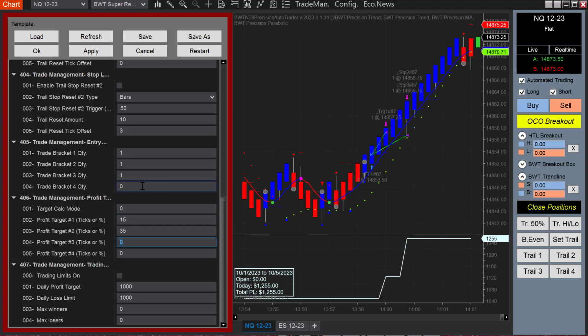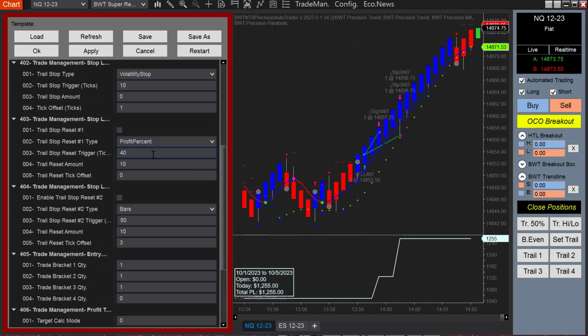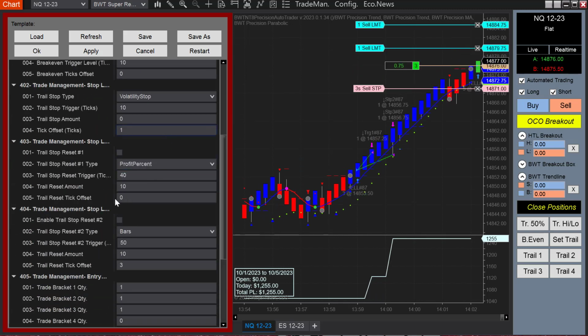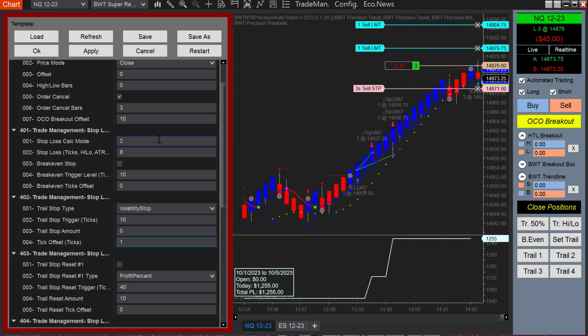And so I only have one trailing stop. These two are not checked, okay? So it's trailing by the volatility stop. Now, I didn't enable this 1 tick offset because I don't want to refresh the chart.